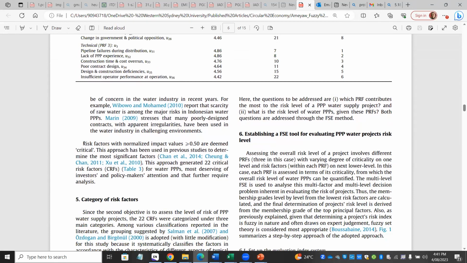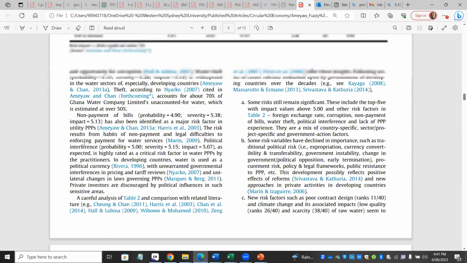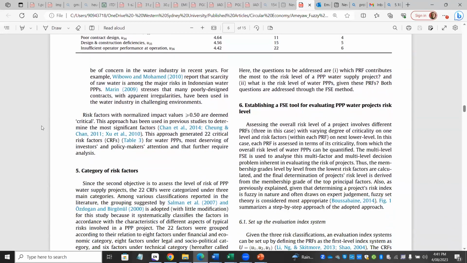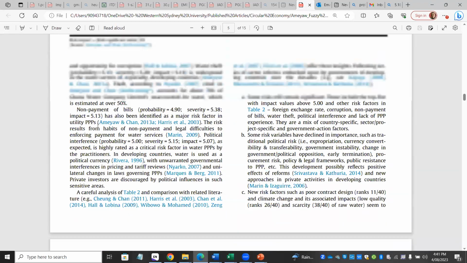So to conclude table 2, before we come to table 3, they said risk factors with normalized impact values greater than or equal to 0.5 are deemed critical. So this is how they determine their criticality. Any risk factor which didn't get a normalized value of 0.5 and above is considered not critical, not significant, not important. Okay, so let's look at it.